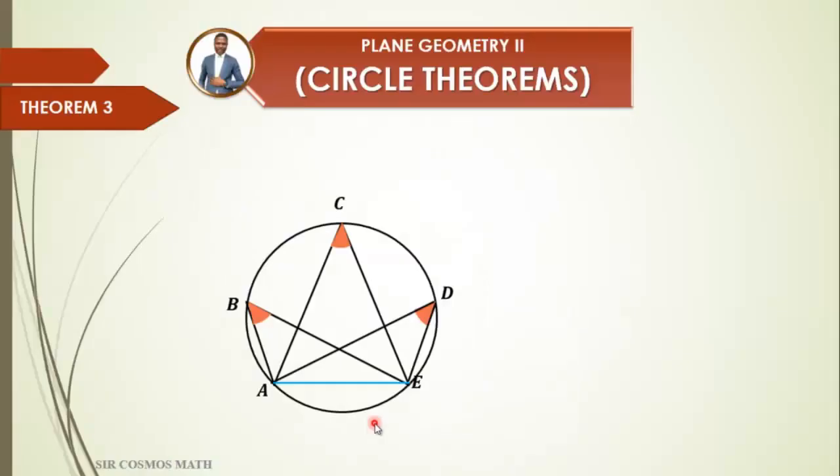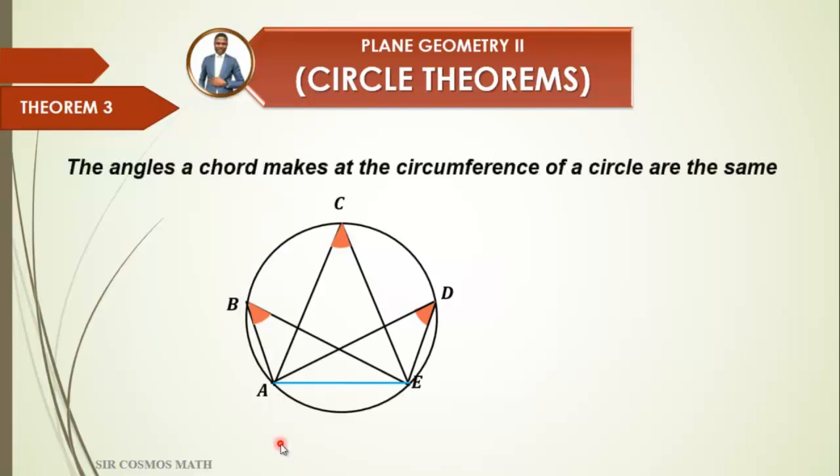So can you deduce the theorem? Look at it. This chord has made this angle, and the same chord has made this angle, and the same thing has made this angle, and we are saying they are the same. So in case this angle is 5, this one too is 5, and this one is 5. So can you deduce the theorem?